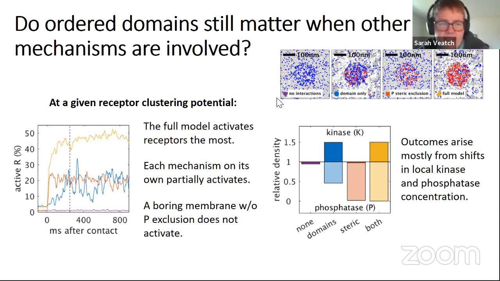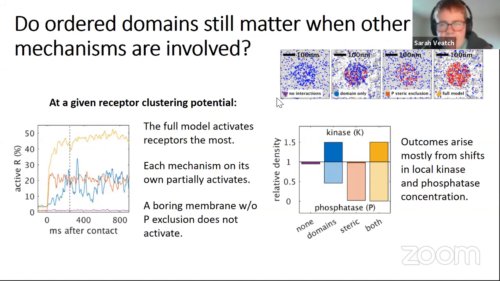And basically, the reason you get these different answers is because these different models have different local concentrations of kinases and phosphatases. This is just biochemistry. In the full model, we have no phosphatase and a fairly high, enriched kinase, and so we get the most activation. If we get rid of domains, then the kinase concentration goes down, and so does our activation. But not as many receptors get activated. And in the domain-only model, we have a higher kinase, but not as low phosphatase, and so you also get an intermediate level.